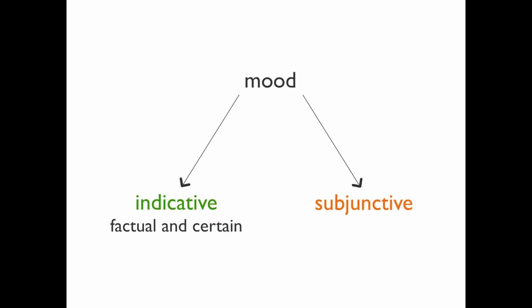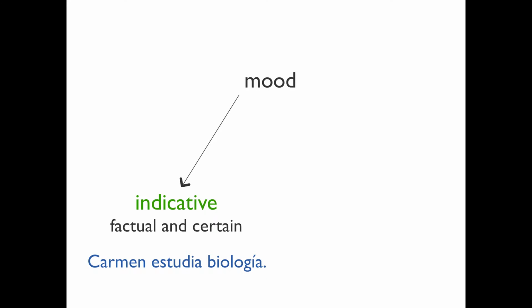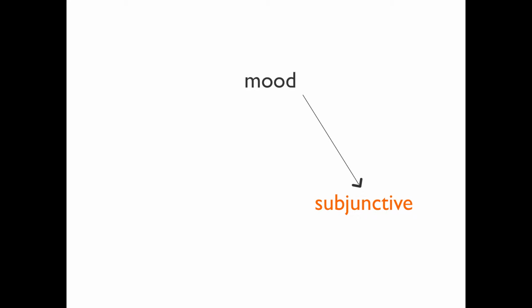If the action is factual and certain, you use the indicative mood. For example, if you say, Carmen estudia biología, the verb estudia is in the present indicative. You are just stating a fact. Carmen studies biology. To express the same idea in the imperfect indicative, you would say, Carmen estudiaba biología. Carmen studied biology.